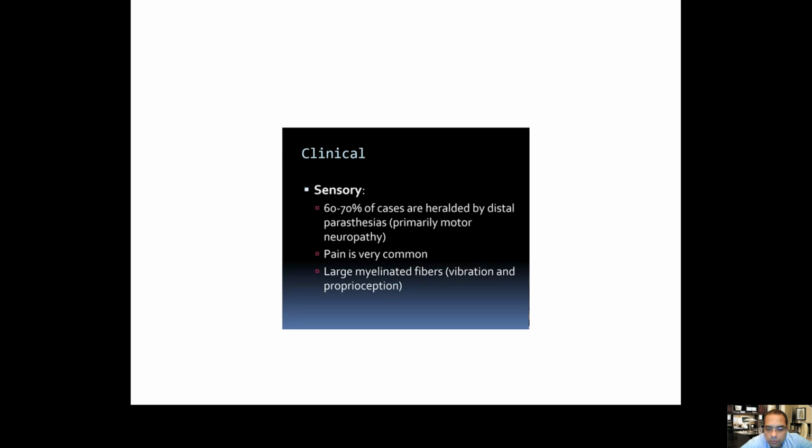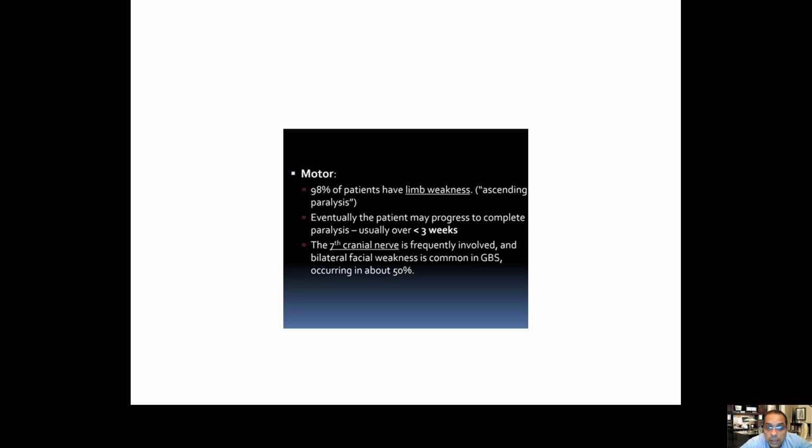Here we have sensory symptoms, so it's predominantly motor, and not purely motor. In 60 to 70% of cases, you will encounter sensory manifestations, distal paresthesia, though it is primarily a motor neuropathy, and pain is very common. Large myelinated fibers, usually vibration and proprioception, are affected, but 98%.